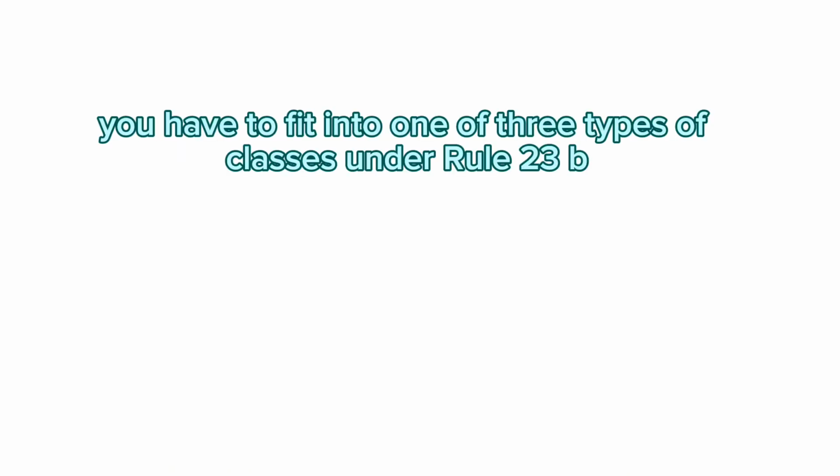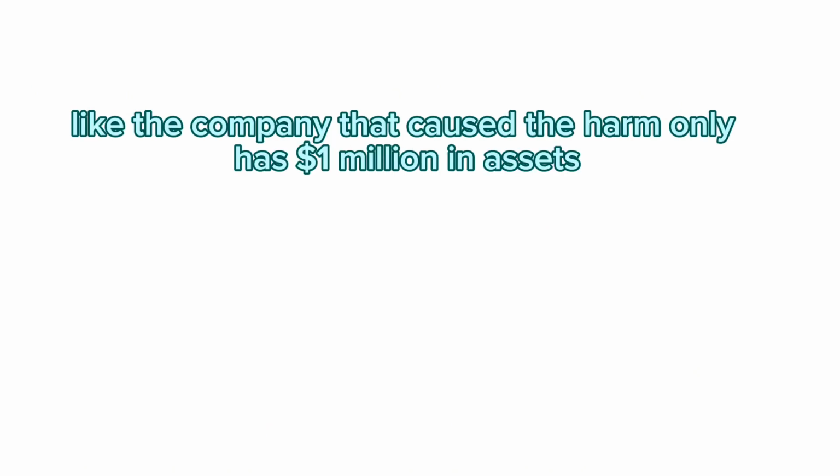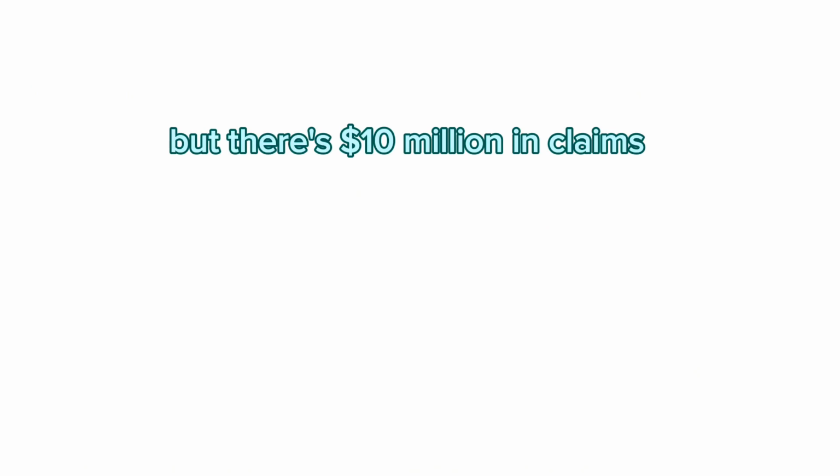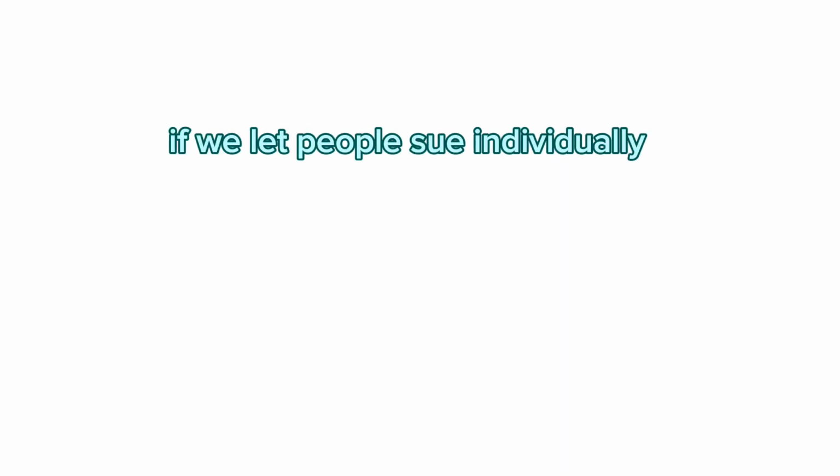Okay, so once you pass those 4 hurdles, you're still not done. You have to fit into one of 3 types of classes under Rule 23(b). Right. And type 1 is pretty rare. It's usually used for what's called a limited fund. Like, the company that caused the harm only has $1 million in assets, but there's $10 million in claims. If we let people sue individually, the first 3 people to get a judgment get paid, and everyone else gets 0. So we group them all together to share the pain or the fund equally.